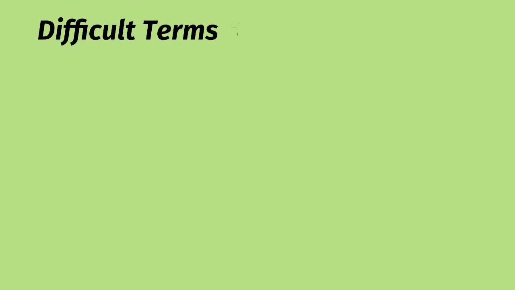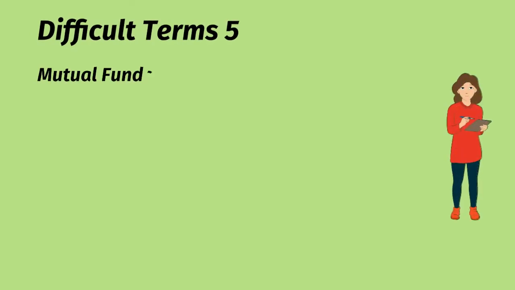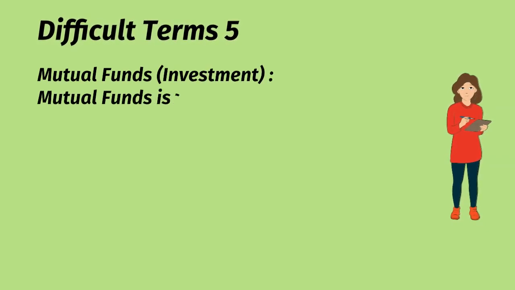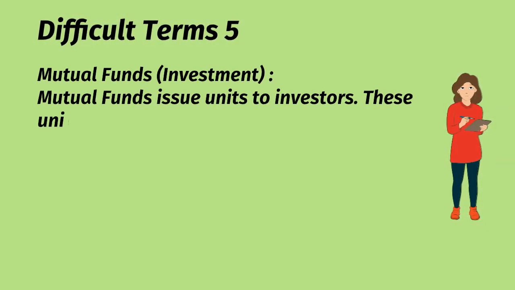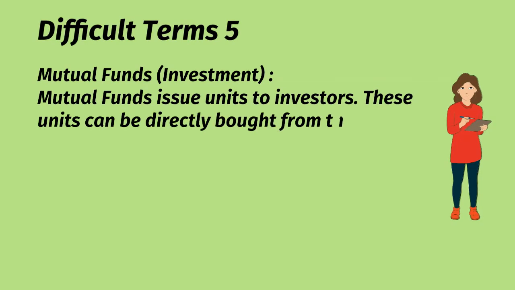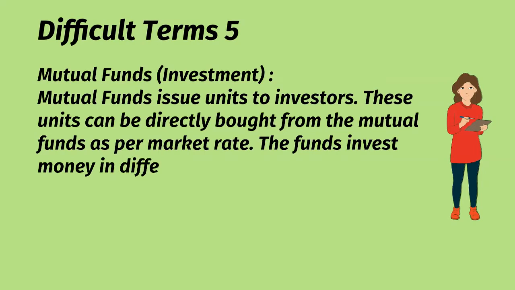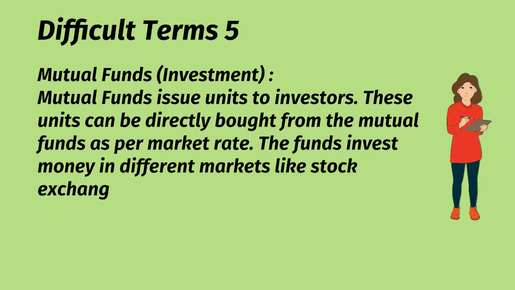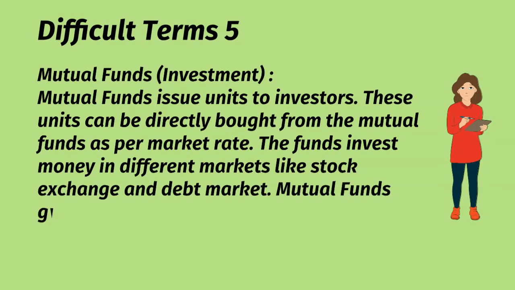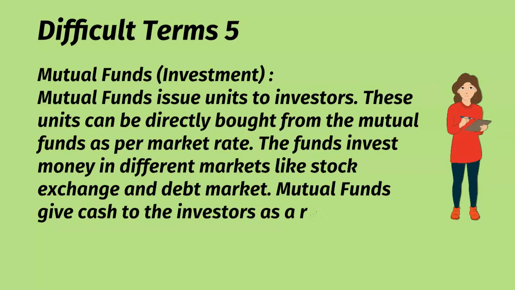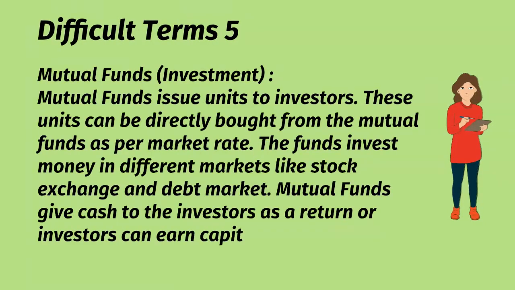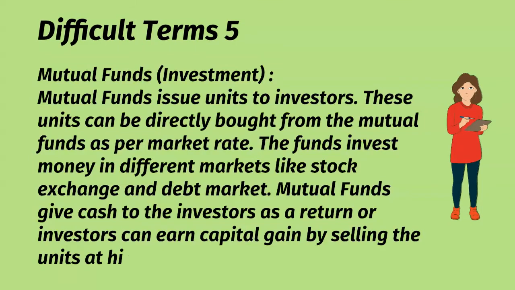Difficult terms 5. Mutual funds. Mutual funds issue units to investors. These units can be directly bought from the mutual funds as per market rate. Funds invest money in different markets like the stock exchange and debt market. Mutual funds give cash to the investors as a return, or investors can earn capital gain by selling the units at a higher rate or higher price.